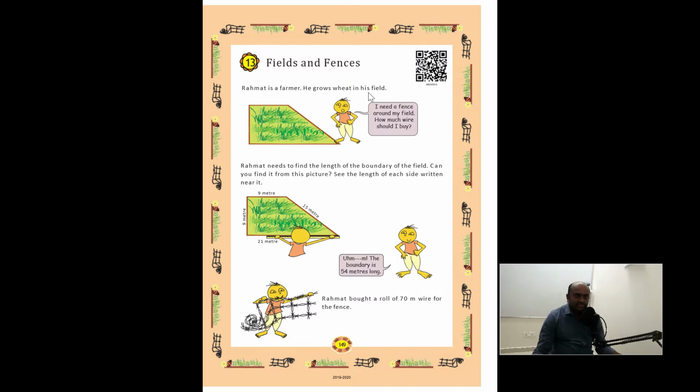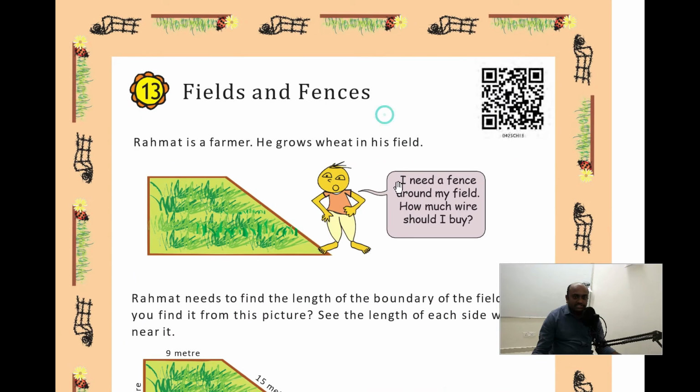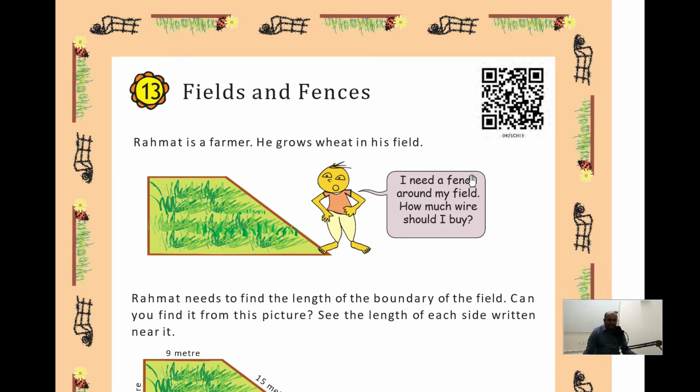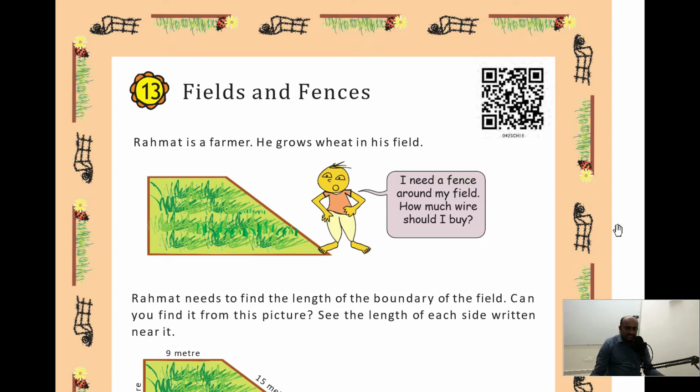He grows wheat in his field. So one day he is thinking like this: I need a fence around my field. After thinking like that, what did he do? I need to buy a fence. So how much wire should I buy? That is what he is thinking.